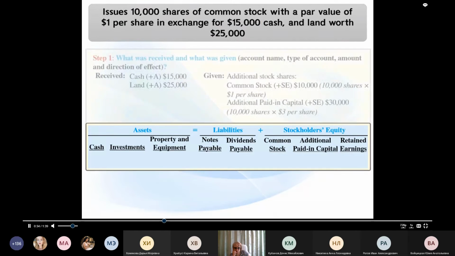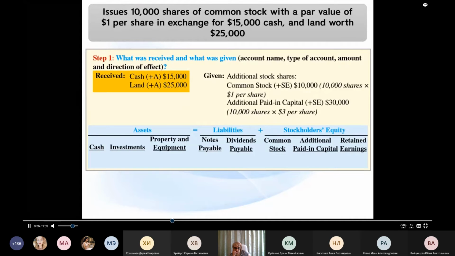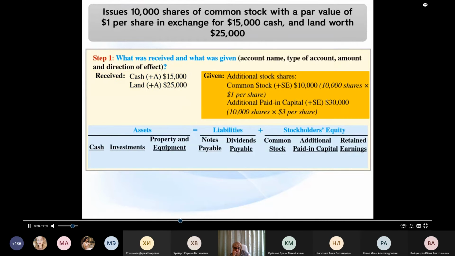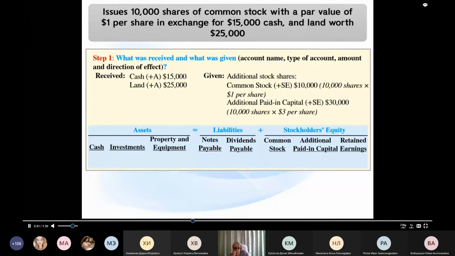Step 1. The business receives cash and land and gives shares of common stock in return. Cash, an asset account, increases by $15,000. Land, another asset account, increases by $25,000. When a corporation issues common stock, the amount received, which totals $40,000, or cash of $15,000 plus land of $25,000 in this transaction, affects two separate stockholders' equity accounts.